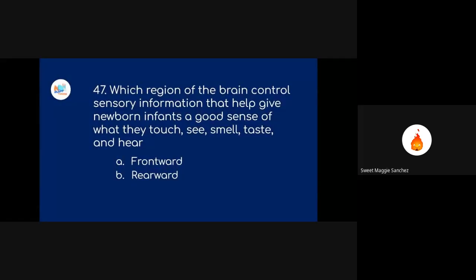Okay, timer stops. Question 47. Which region of the brain controls sensory information that helps give newborn infants a good sense of what they touch, see, smell, taste, and hear? Is it A, frontward, or B, rearward?